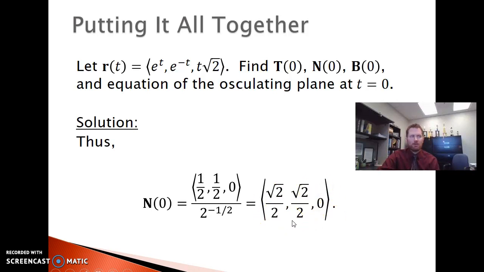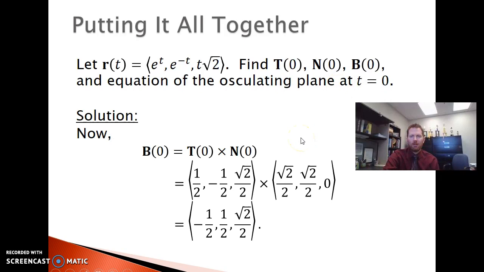So we've now found 2 of the necessary pieces. Our third piece is to find B(0), which is the binormal vector at the point t equals 0. By definition, B(0) is T(0) crossed with N(0). So I go back and find my expressions for T(0) and N(0), do the cross product, which I'm leaving up to you to fill in the blanks, but it should result in this vector right here, negative 1 half, positive 1 half, square root of 2 over 2.